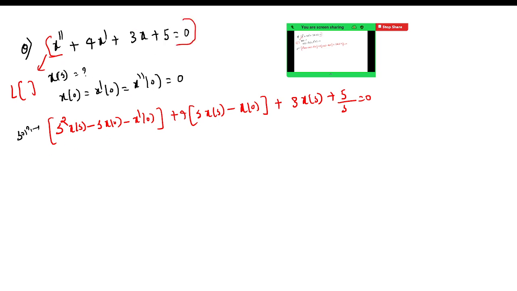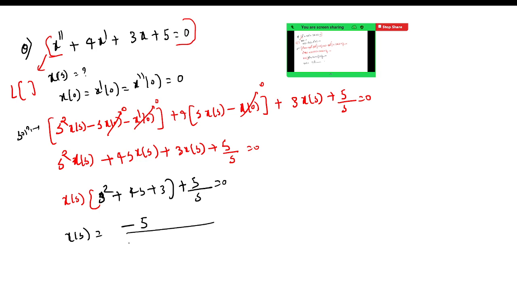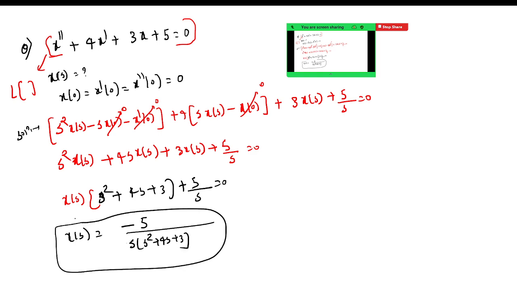That's it. So now here we can see that x(0), x'(0), x''(0) are 0. So this will be 0, this one is 0, this one is 0 again. So I can write s square X(s) plus 4s X(s) plus 3X(s) plus 5 by s equals 0. If I take X(s) common, that is X(s) times (s square plus 4s plus 3) plus 5 by s equals 0. So the value of X(s) equals minus 5 divided by s into (s square plus 4s plus 3). Fine. Anyone has any doubt till now?